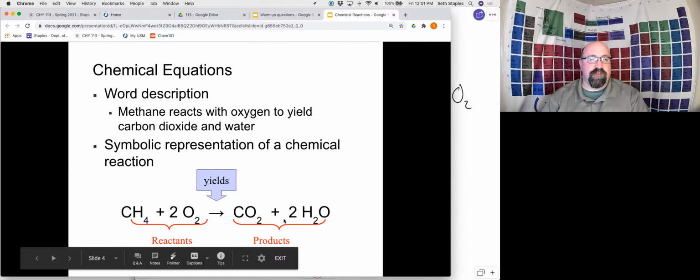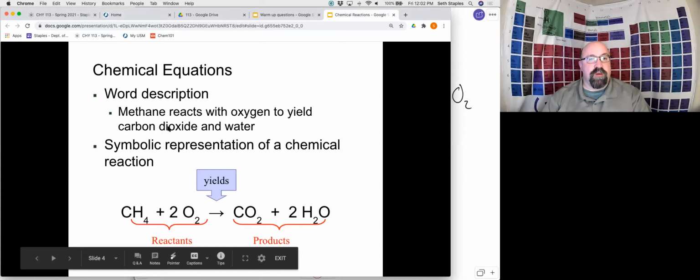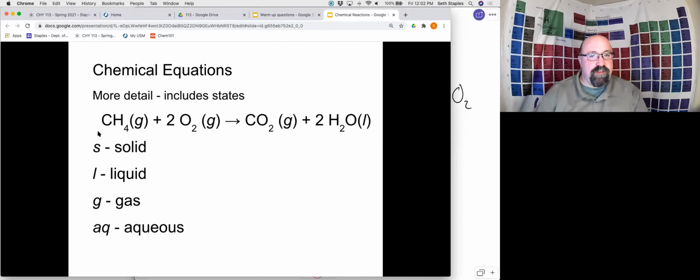Don't worry too much about these numbers in front, these coefficients in front of the oxygen and the water. We're going to talk about those in a little bit and where those come from. But the methane reacts with oxygen, so those are the reactants. To yield, that's what the arrow is. The arrow is just saying that these reactants react together to yield our products, which are carbon dioxide and water. And so this chemical equation just gives us a way to symbolize with the elemental symbols what's actually going on.